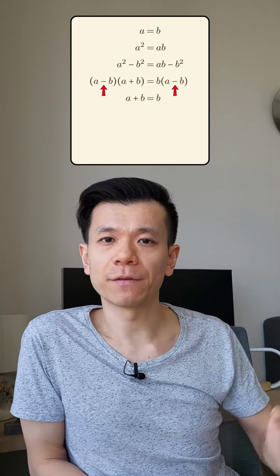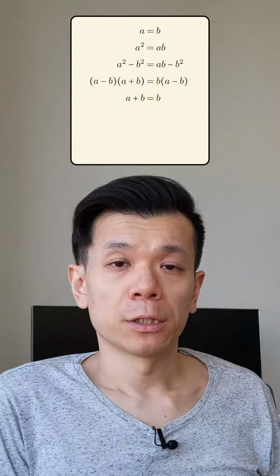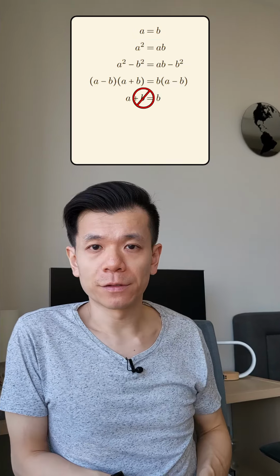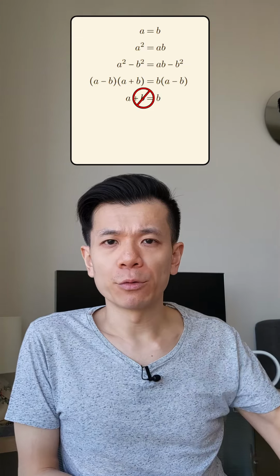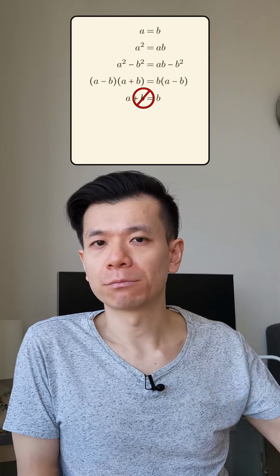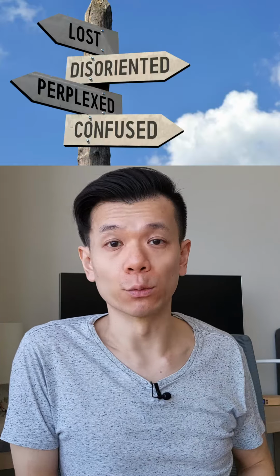Why is that dividing by 0? Because we assume that a equals b, which means the difference between a and b must be 0. So that means we actually cannot divide both sides by a minus b. That is an illegal move in algebra. And anytime we make an illegal move in algebra, we can get nonsensical results like 1 equals 2.